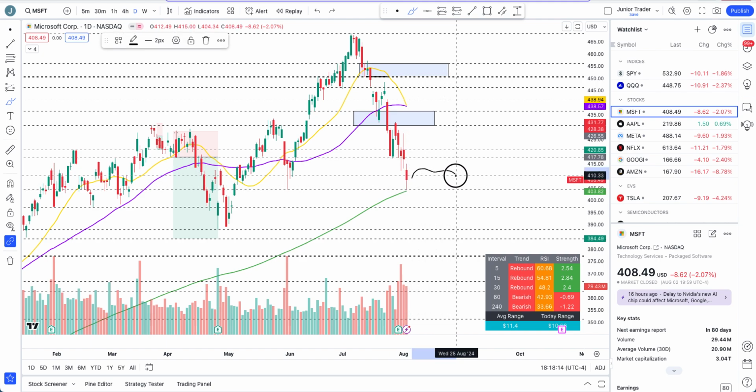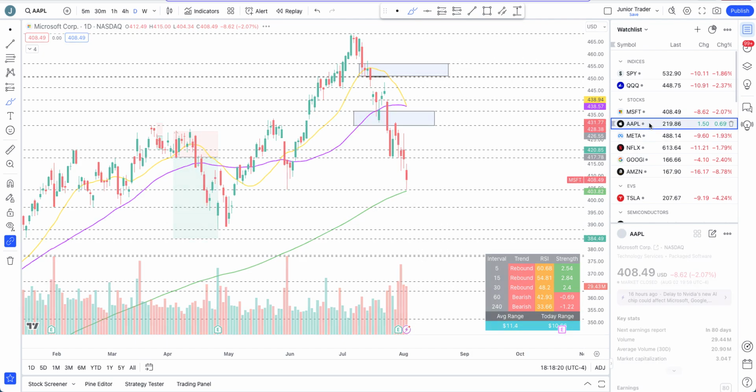Let's say feeble rebound, and if it comes on the sideways and then finally breaks, we'll have to see that. But just keep that in mind. Once we lose 200 days, that's a problem.